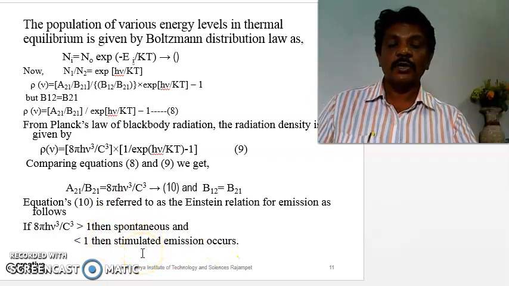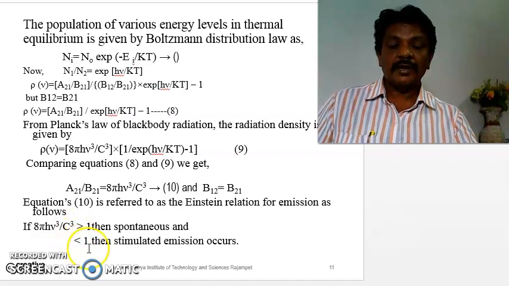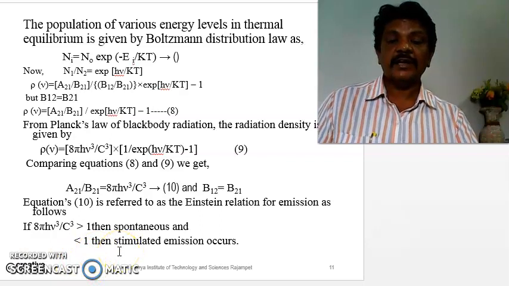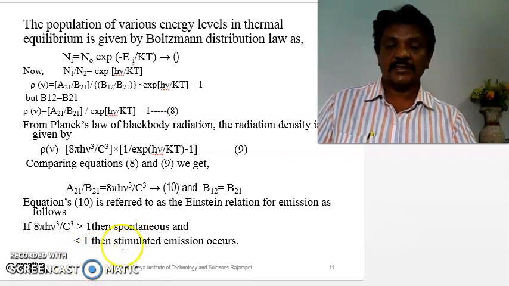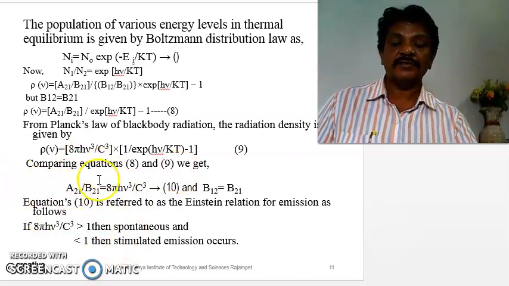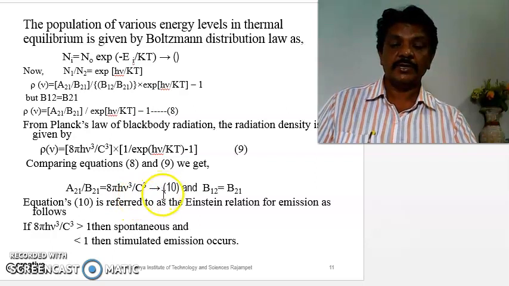So to get the stimulated emission process, the condition to be satisfied is that 8 pi h nu cubed by c cubed should be less than 1. This is the basic condition of the Einstein coefficients. So to explain the stimulated emission process for laser action, A21 by B21 is equal to 8 pi h nu cubed by c cubed. Thank you.